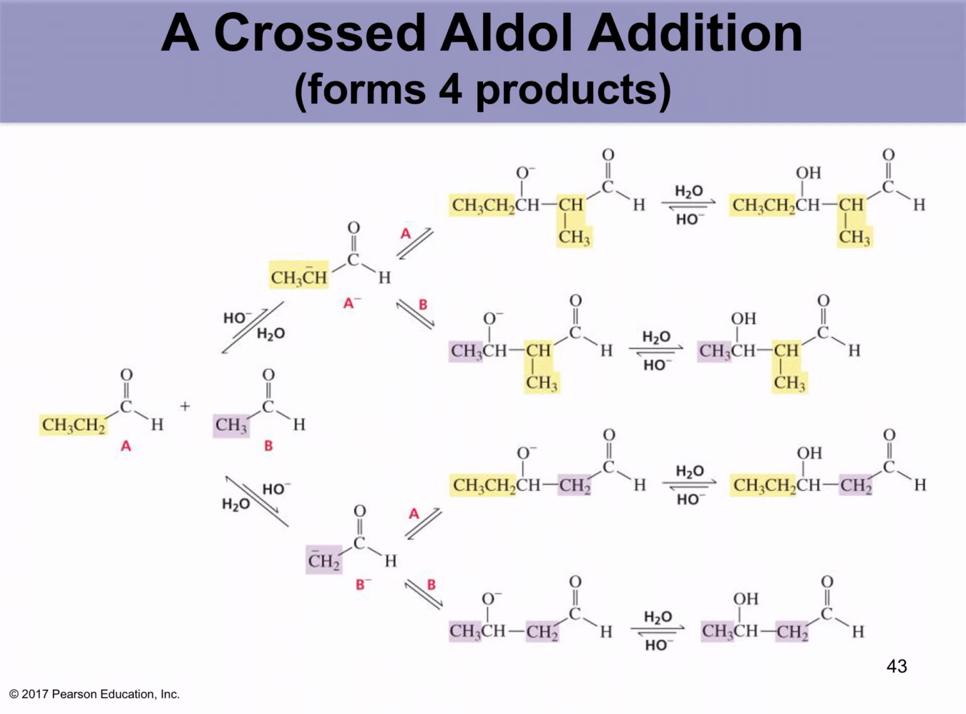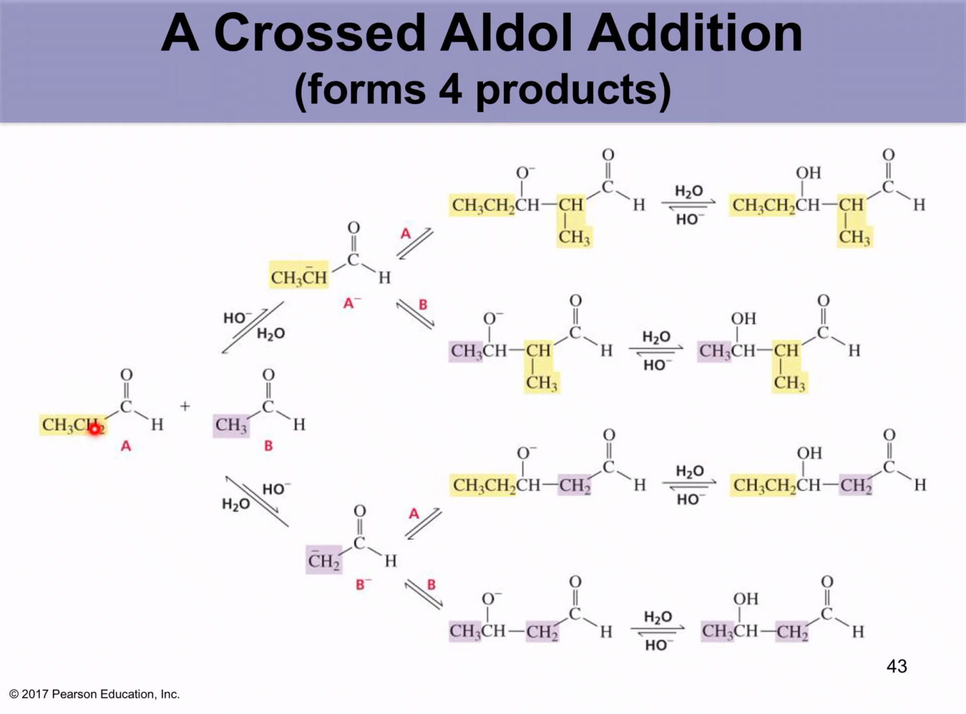Crossed aldol addition forms 4 products, meaning if you are going to react A and B, in A we have an alpha carbon here with alpha hydrogens, and we don't have any other alpha carbon or alpha hydrogen. This is not an alpha hydrogen. And B also has an alpha carbon with alpha hydrogen. So what are the possible products that we can form?